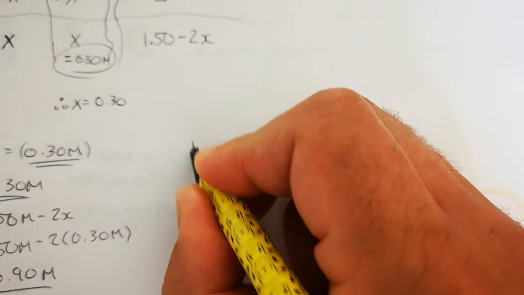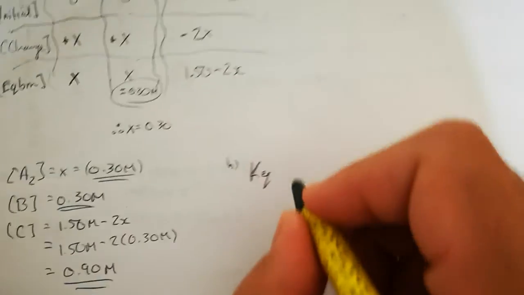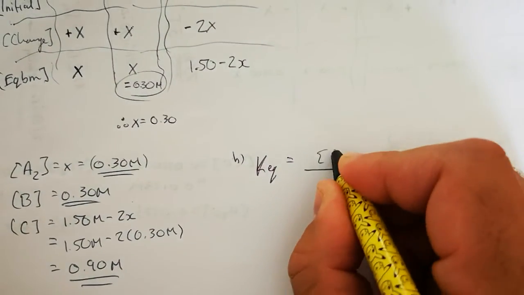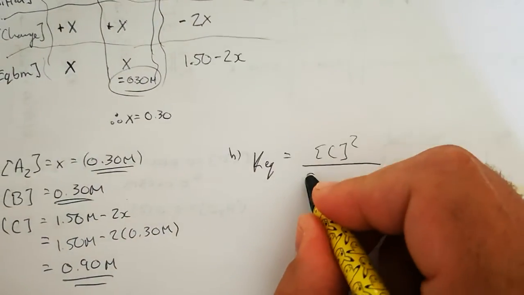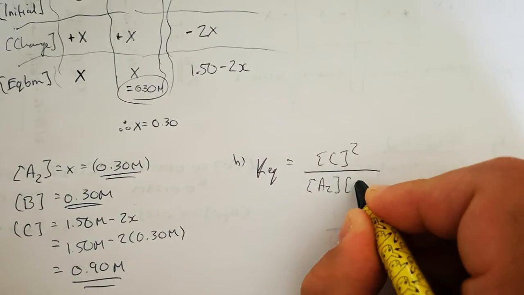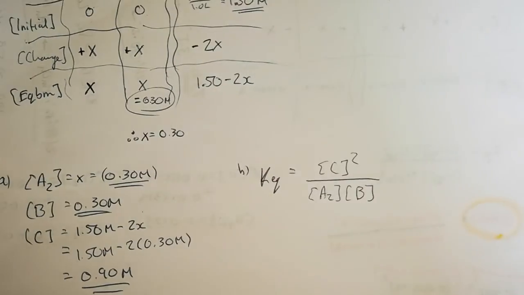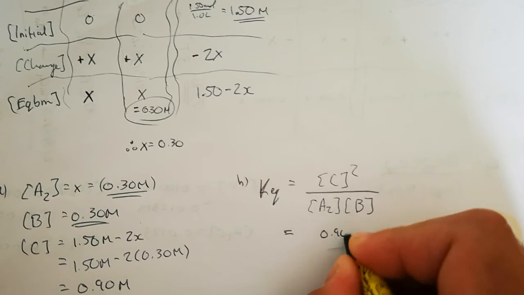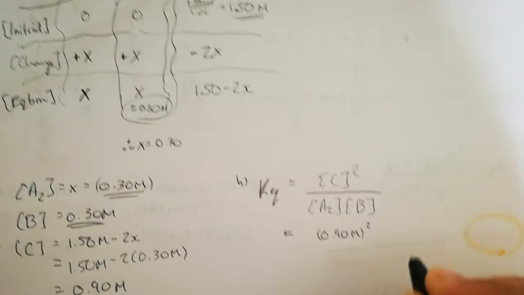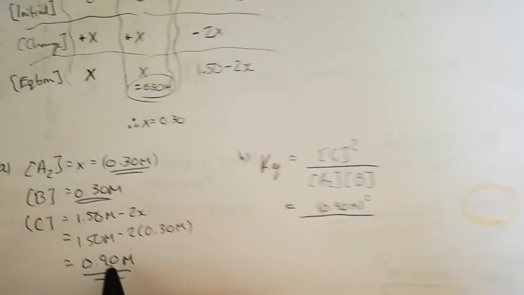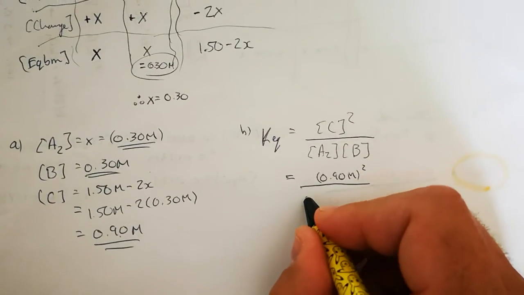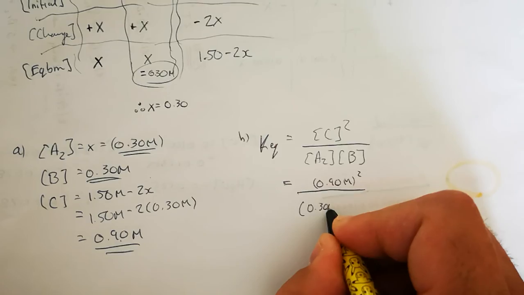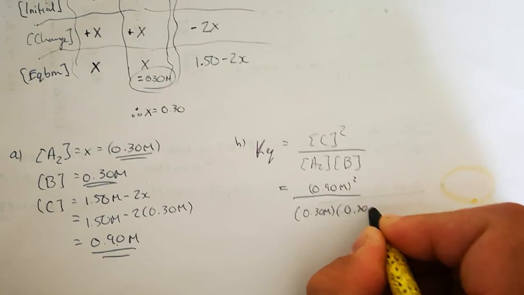3b asks us to solve for KEQ. So KEQ, this is B now. So A is done. KEQ is equal to the concentration of our product C squared divided by the concentration of our reactants, the product of those two concentrations. So on the numerator, we've got 0.90 molar squared, right? For A2, we've got 0.30 molar and 0.30 molar.